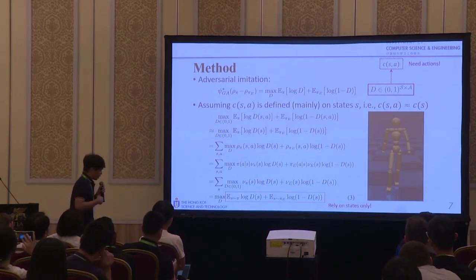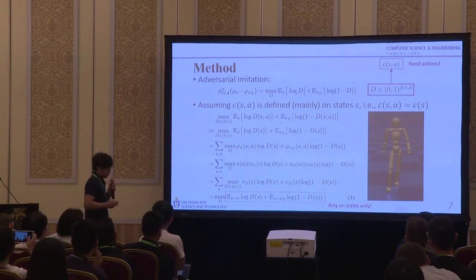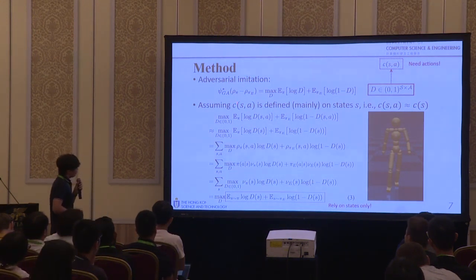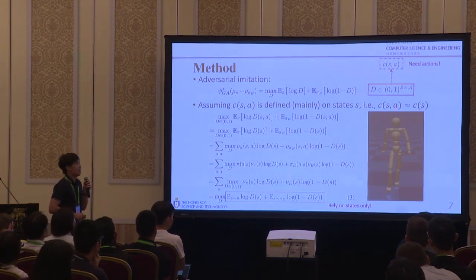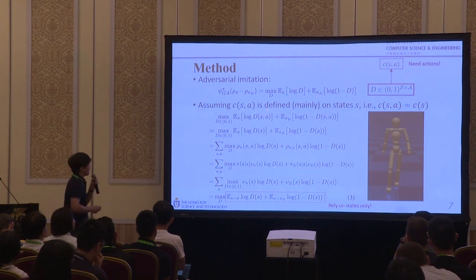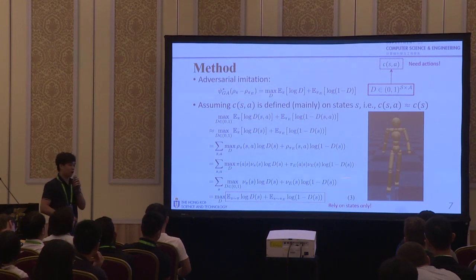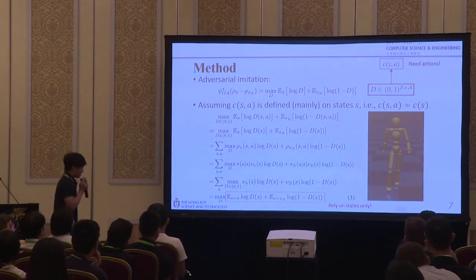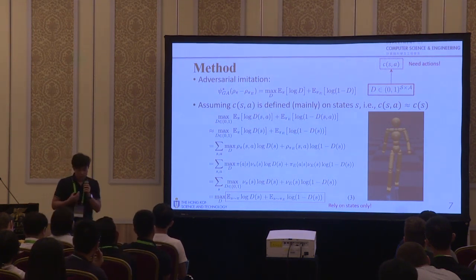But here we consider the problem where we don't necessarily have the action information. If we assume the cost is defined mainly on the states, that means we can just discard the action. Then this value can be approximated by the state trajectories only. That means if we want to approximate this value, we can use the state trajectories. But the assumption is that the cost should be defined mainly on the states. So let me recap: does this assumption hold?